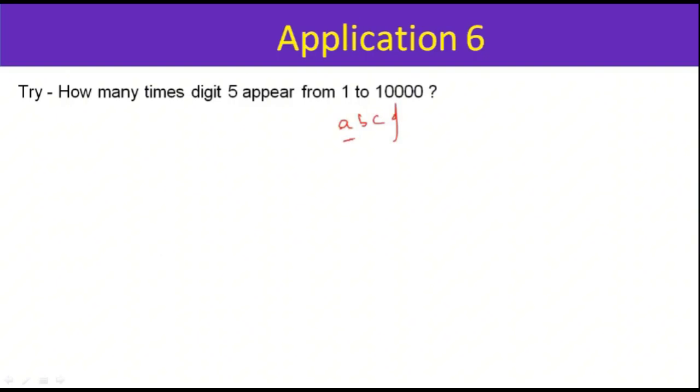Now, tell me, Rupal, your case. Sir, first case is 5 is on A position, so it will have 1,000 numbers. Correct. Second case, B is 5.